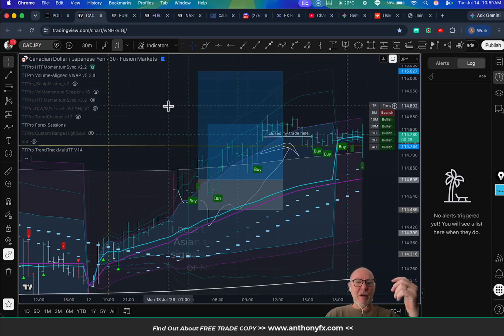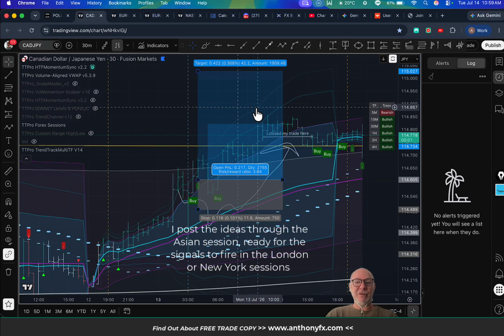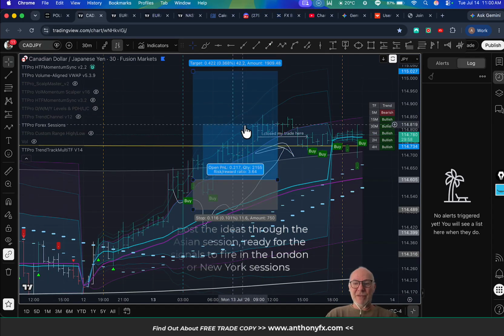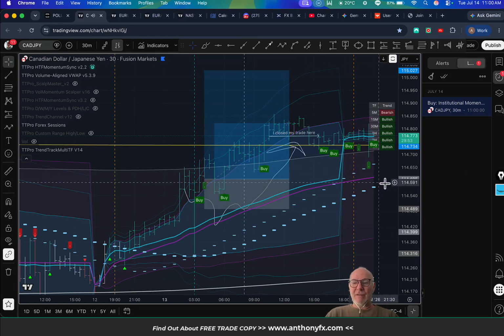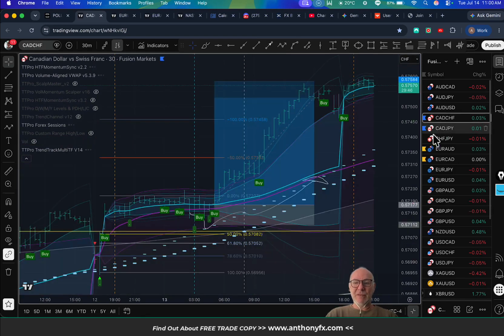That's it. I'll be posting these through Asia, and the idea is that the signals go off either in the London or the New York session open. That's your opportunity. Easy as that. CAD yen. The other one was the CAD Swiss. Look at that.